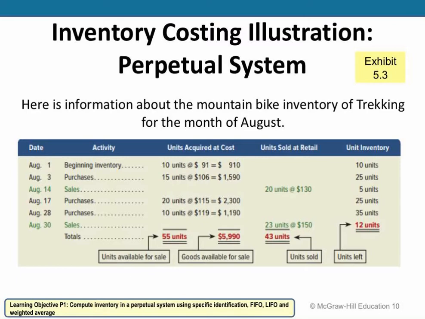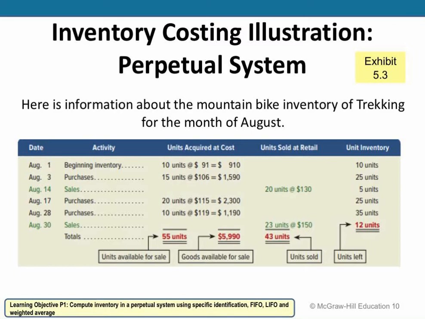And again, we're in what we traditionally might see in the supply chain in terms of our supply costs increasing. So we've gone from 91 to 106 to 115 to 119, which has the effect that we saw earlier: FIFO giving us the higher inventory and higher gross profit, and LIFO giving us a lower inventory and lower gross profit.